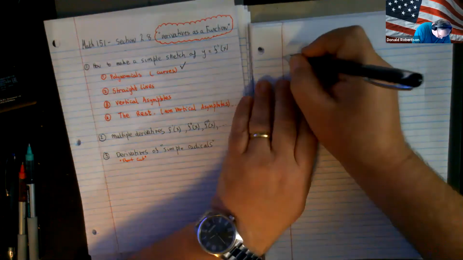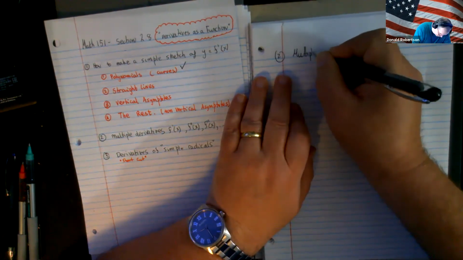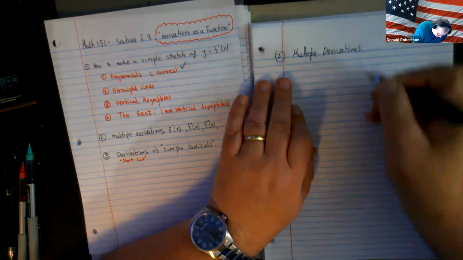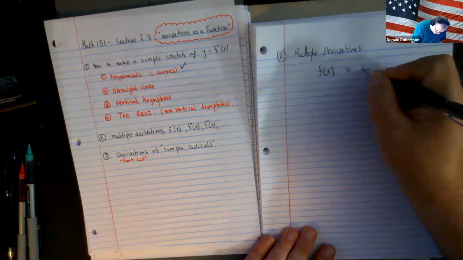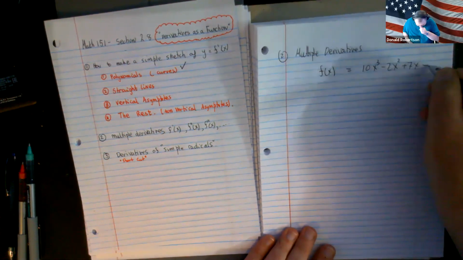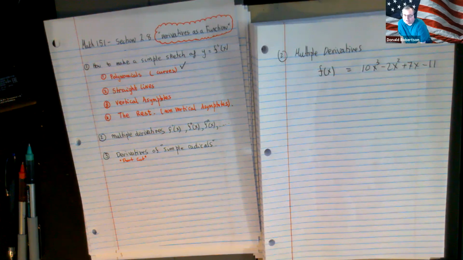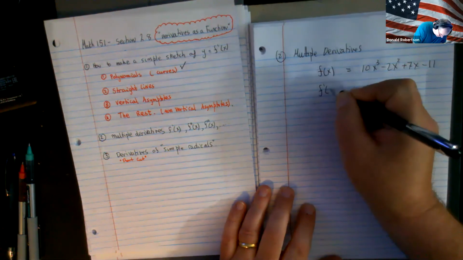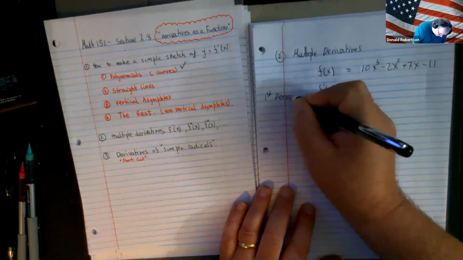Let's do multiple derivatives. Let's do 10x cubed, 2x squared, plus 7x minus 11. Right, there's my function. Oh, by the way, we're going to use the shortcut method, so life should be easy. When I write that down, it has a name. I don't know if I've ever mentioned it. I'm now mentioning it. It's called the first derivative.